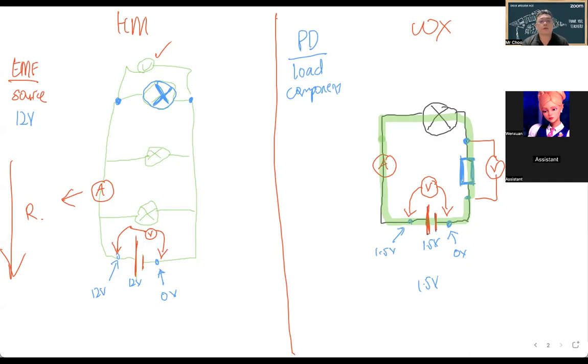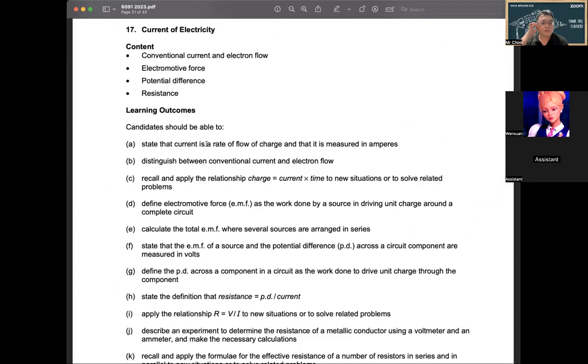Let's go back to this. We have to recap. We have talked about what EMF is. We also talked about what PD is. The rest we'll talk about next week. We also talked about how the EMF of a source and the potential difference across a circuit component are measured in volts, and that you use a voltmeter to measure both the EMF and the PD.